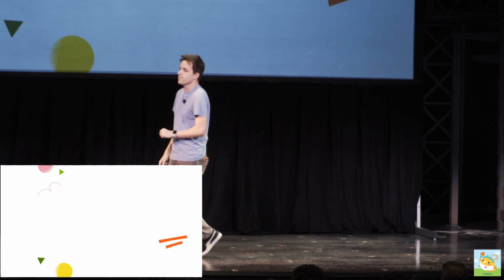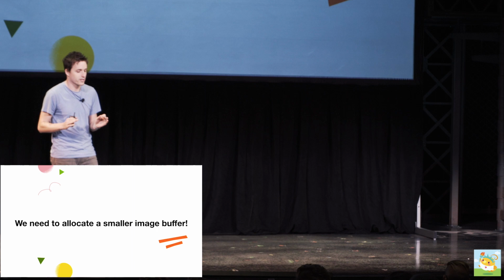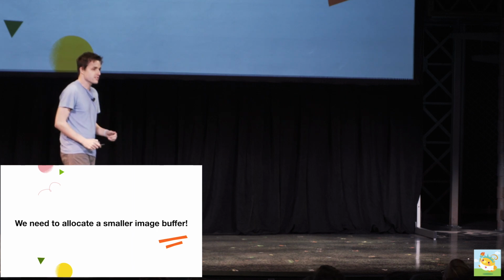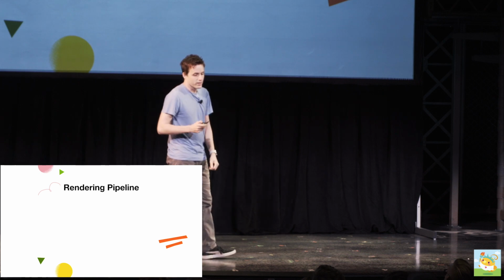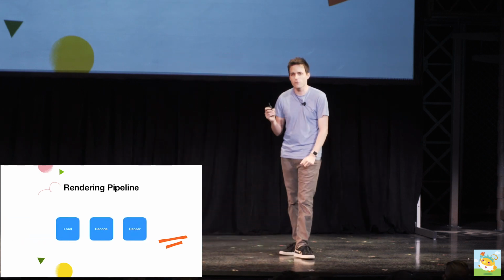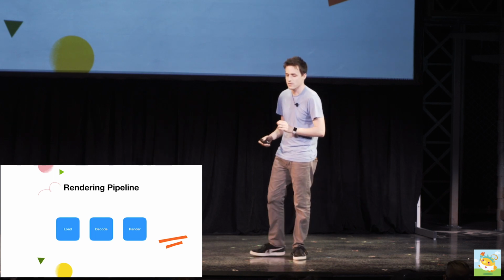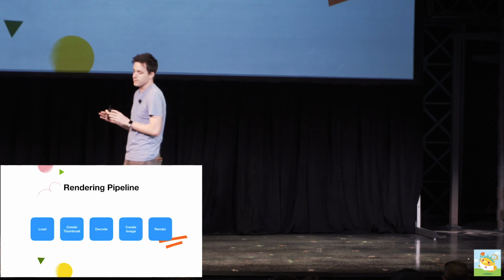So what would really help is if we could make an image buffer that was just the size that we needed, so there's no wasted work here. And we can do that with a technique that's called downsampling. So let's bring up the rendering pipeline. We know that we're loading, and we're decoding, and we're rendering an image. And we know that decode phase is where things are kind of going wrong on us. So instead, we're going to add 2 extra steps here, shift it around a little bit.